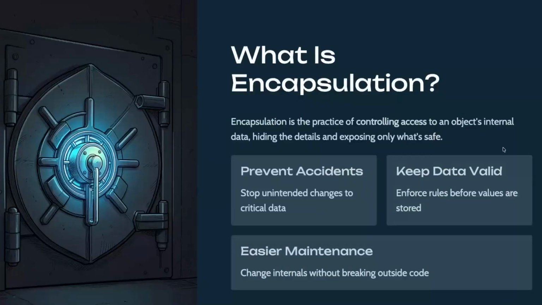Now, what is encapsulation? Encapsulation is the practice of controlling access to an object's internal data. Instead of exposing everything directly, we decide what should be accessible and what should remain protected. Why is this important? Because it helps prevent accidental mistakes. It helps us keep data valid. And it also makes our code easier to maintain. Let's have a look at this with an example.